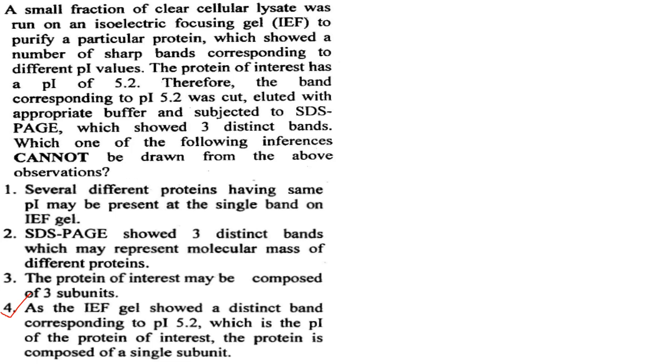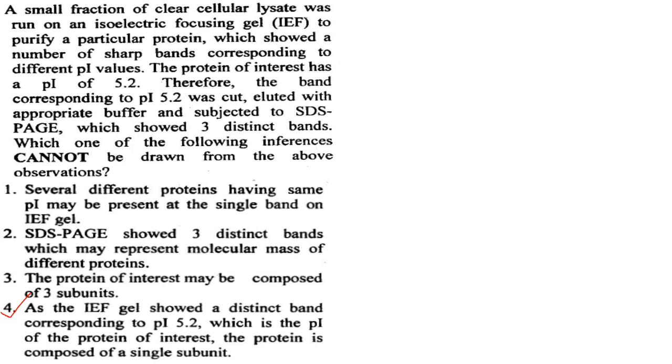SDS-PAGE showed three distinct bands which may represent molecular masses of different proteins. Now once you elute out the band corresponding to pI 5.2, then you subject it to SDS-PAGE, you will get three distinct bands, and these three distinct bands may be different proteins, representing different molecular masses. So option 2 is also correct.